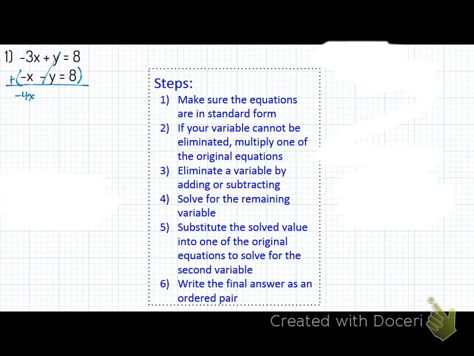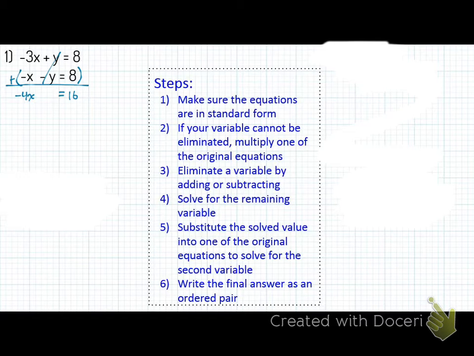And then I'm going to add 8 plus 8 is 16. And then bring down these equal signs. I have this equal sign I want to keep in the same place. So now I have an equation: negative 4x is equal to 16. So now I can start figuring out what x is equal to.